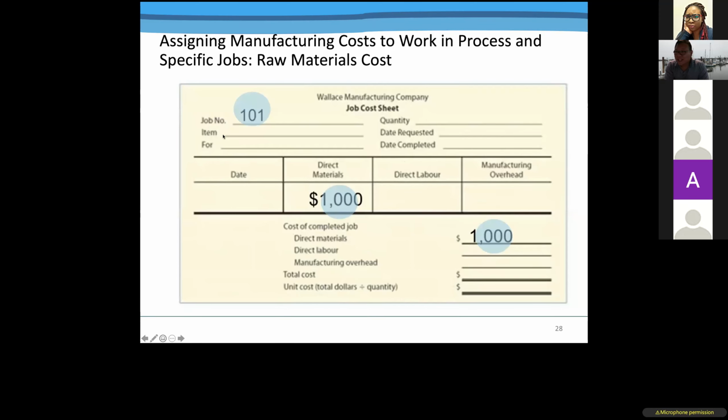Now you're going to post that information to the job cost sheet. What's your job order? What's your job number? 101. And what is this? This is direct materials, so that's $1,000. You're also going to write that number down here, $1,000.